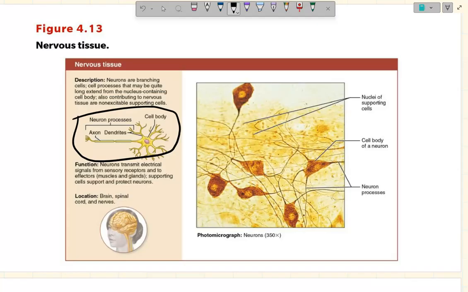So here's what it looks like, just showing it to you and letting you know that this is a type of tissue in our body, but we will have an entire unit on nervous tissue and the nervous system. So we'll come back to this a little bit later.